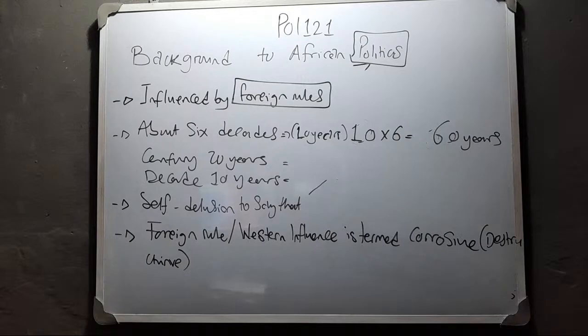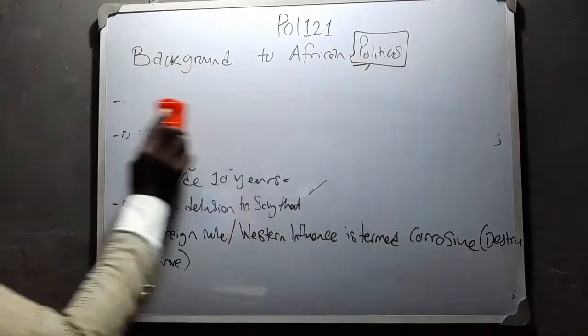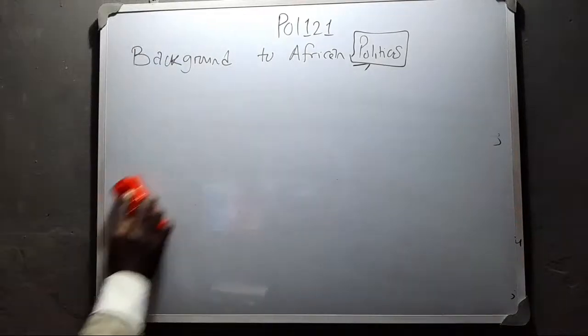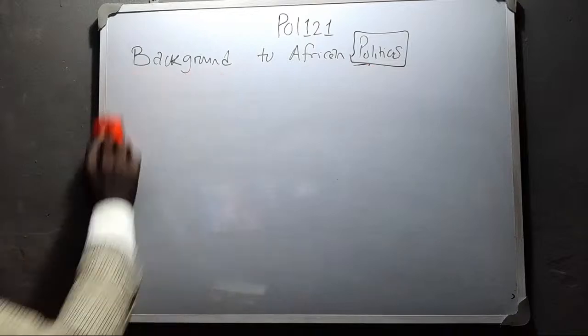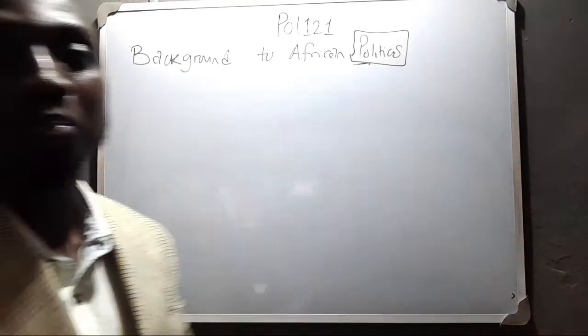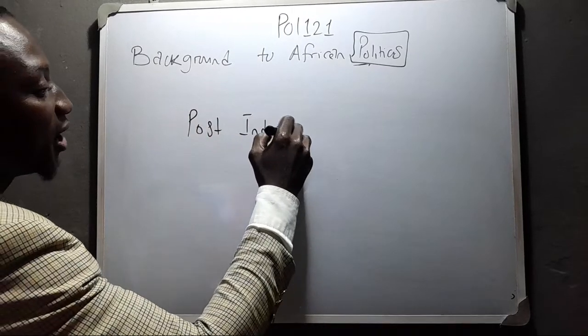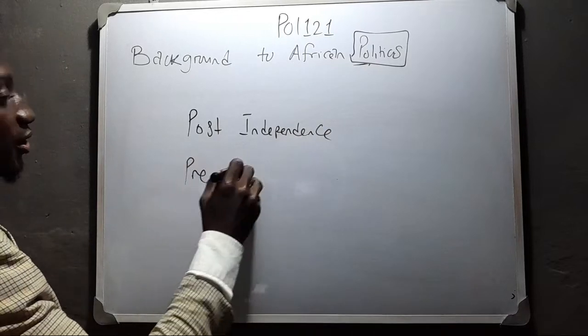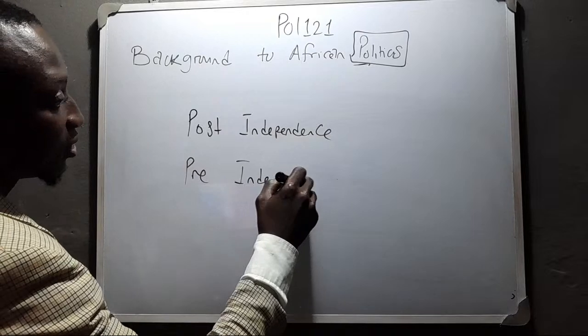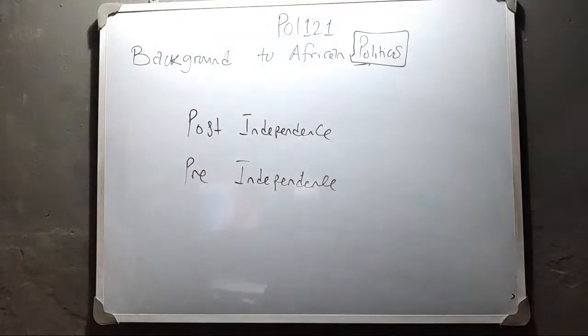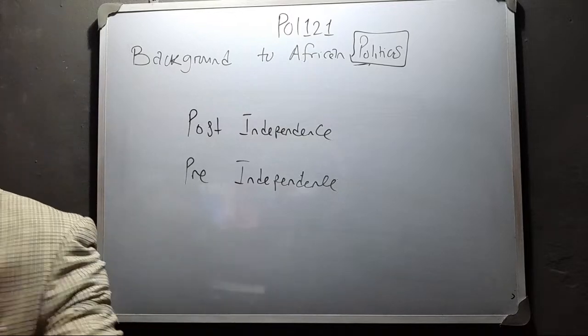Now, the reality today is that the African post-colonial setting is confusing. You know, we have post and we have pre. When we say post, what do we mean? Can anybody help us with that? When we say post independence, and we have pre independence, does anybody want to help us with that? What do we mean?